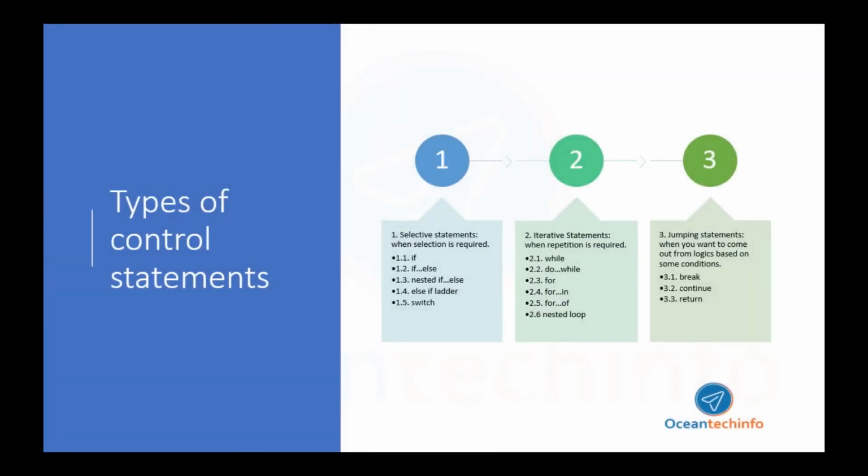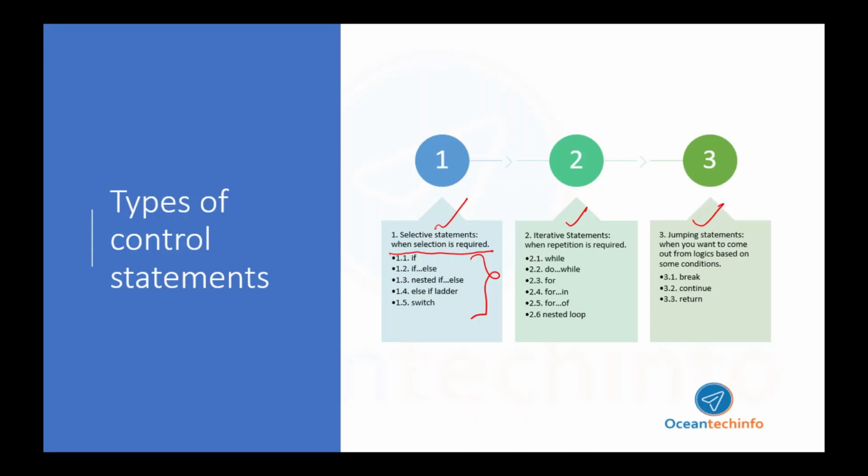Now, there are three kinds of control statements. One is the selective statement, second is the iterative statement, third is the jumping statement. Selective statement is used when a selection is required. What selective statements are available? First is if, second is if else, third is nested if else, fourth is else if ladder, fifth is switch. We are going to talk about all these five statements one by one in the subsequent videos.